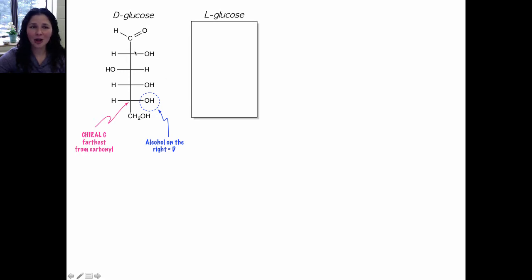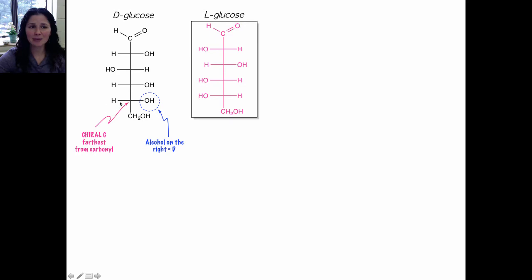This means that all of the chiral carbons must be drawn in an inverted way in L-glucose compared to D-glucose. Once again, it doesn't matter how we're drawing the carbons that are not chiral. Only the carbons that are chiral are important. Here's one representation for L-glucose. Notice that all of the groups that were on the right-hand side of the chiral carbons in D-glucose are written on the left-hand side of L-glucose's chiral carbons.